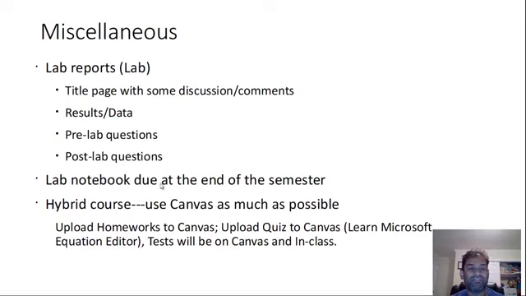And we'll have a lab notebook. I will have a sample lab notebook available for those that will come into the lab to get a general idea of what to expect. So make sure you come to lab for that.